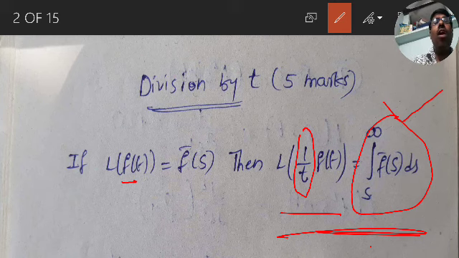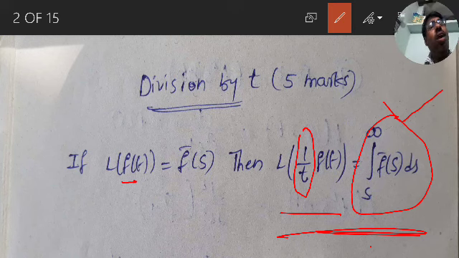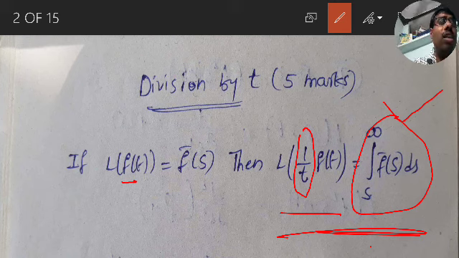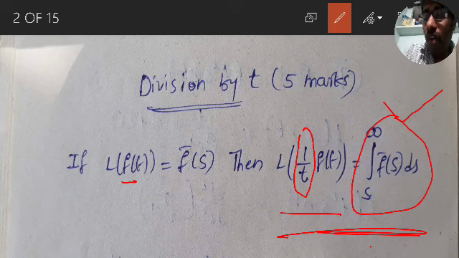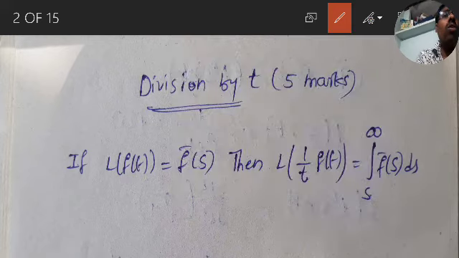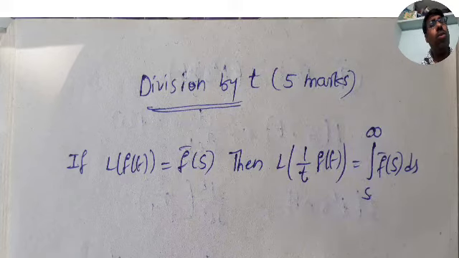If L of f of t is equal to f bar of s, then L of f of t by t is integration s to infinity f bar of s into ds. This is division by t. You will get 5 marks, damn sure. So note down the statement, note down the rule, so that we can move on to the problems.